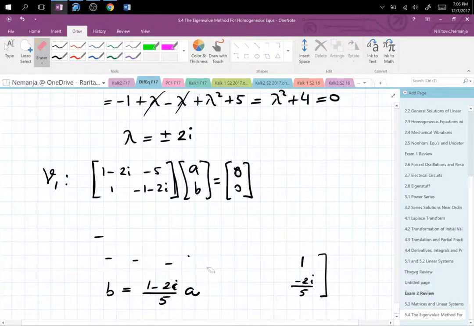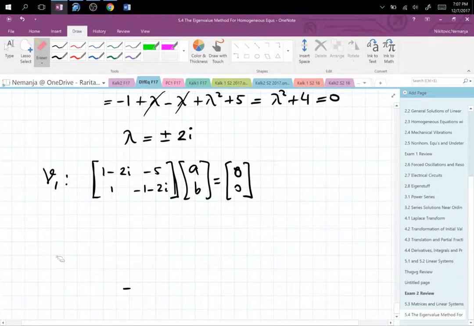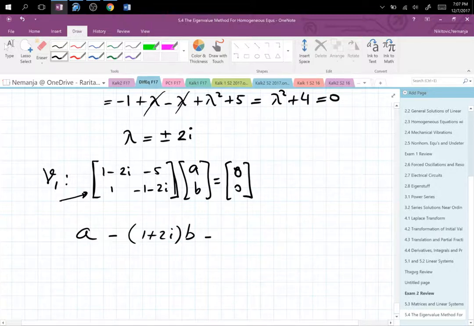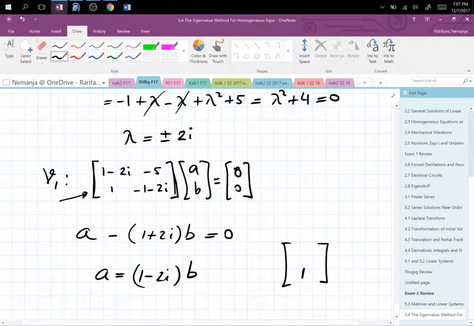Okay. Lauren had an awesome idea, which I didn't even look at. I am erasing everything using the other side of my pen. So if we use the second equation, we have a, and then if you factor out a minus sign, you have minus 1 plus 2i times b equals 0. So a is equal to 1 plus 2i times b, and now if you choose b to be 1, then a is 1 minus 2i.